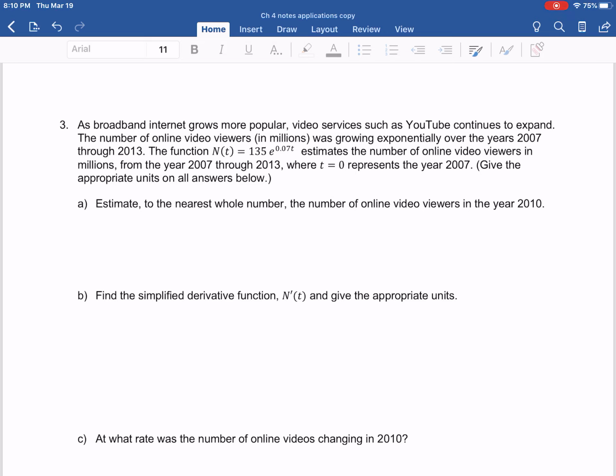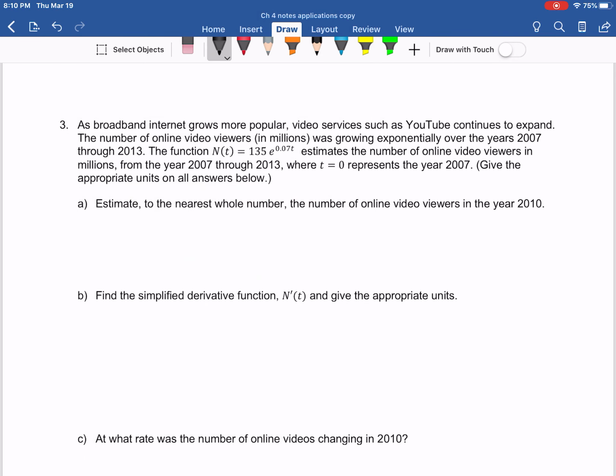Part A, estimate to the nearest whole number the number of online video viewers in the year 2010. 2010 is how many years after the start? So if the start is in 2007, 2010 would be 3 years later. That means we want to figure out what n of 3 would equal just by substituting in the value 3 into the function n. And you get 166.547. That's good enough. Now this is in what, millions? Millions of video viewers in the year 2010.